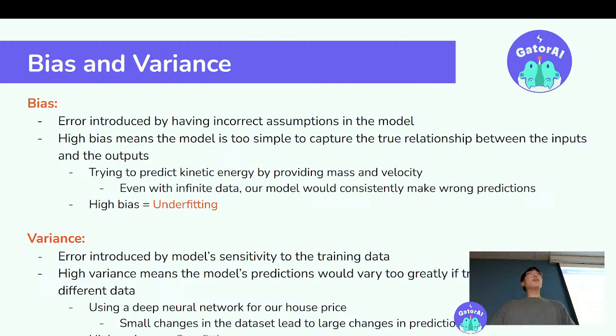So bias and variance are essentially two types of errors that you have in your machine learning model. Bias is the error introduced by having incorrect assumptions in your model, essentially. And what that means is that we're making incorrect structural assumptions about what is happening in the data. So our model is not able to capture the true relationship between the inputs and the outputs.